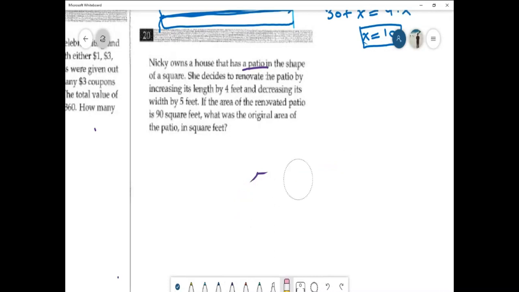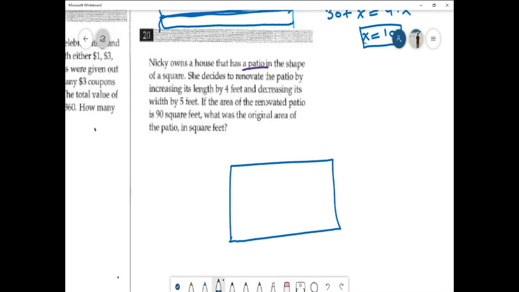So she decides to renovate the patio by increasing its length by 4 and decreasing its width by 5. If the area of the renovated patio is 90 square feet, what was the original area of the patio in square feet?